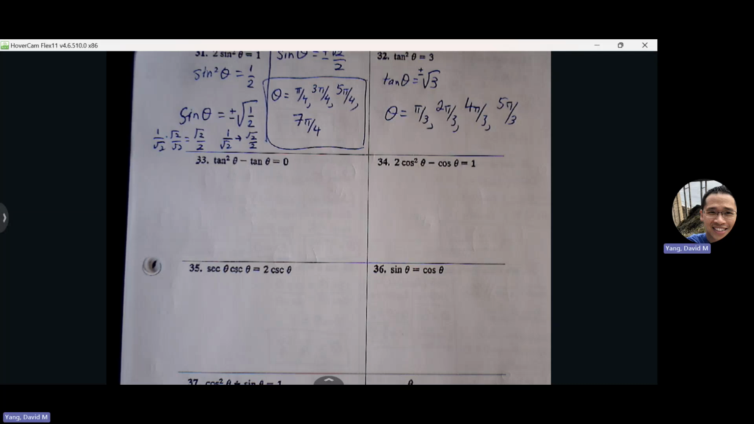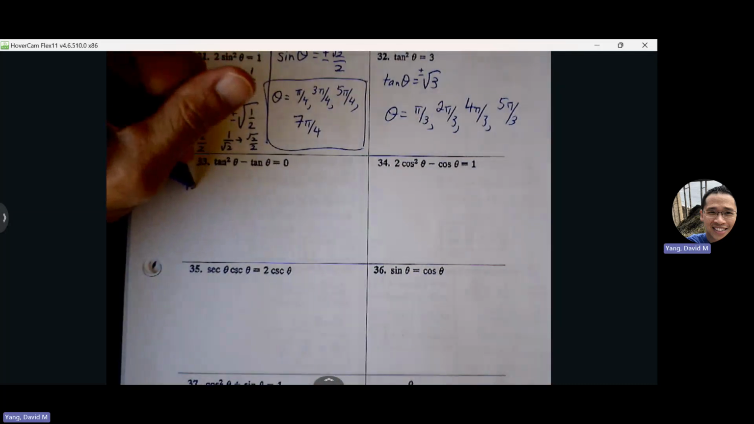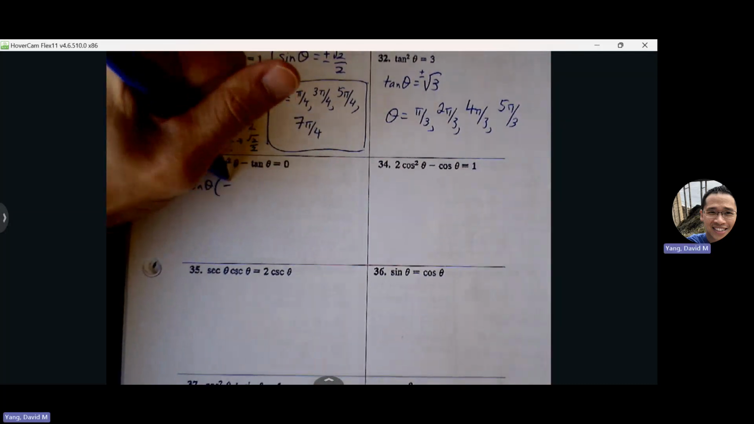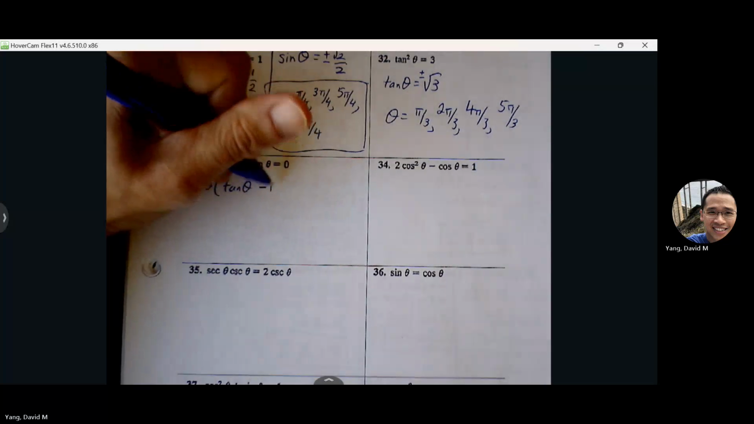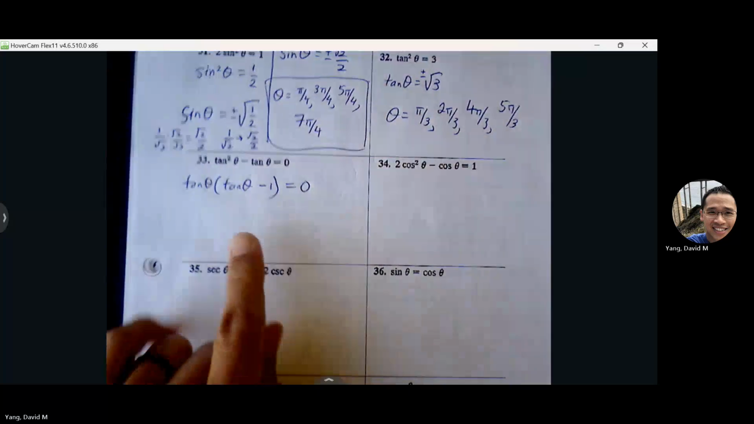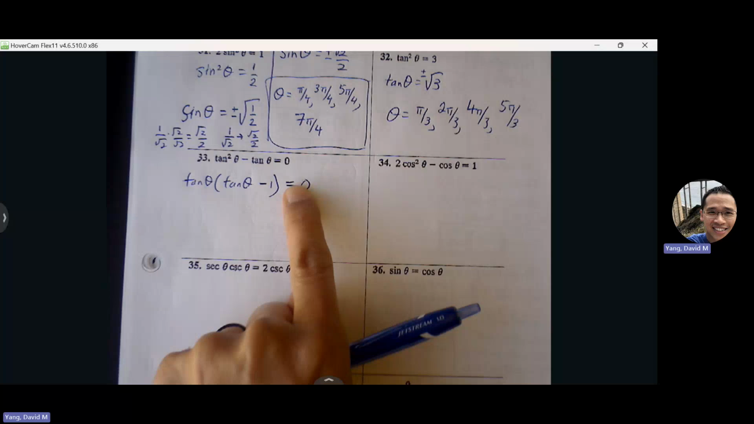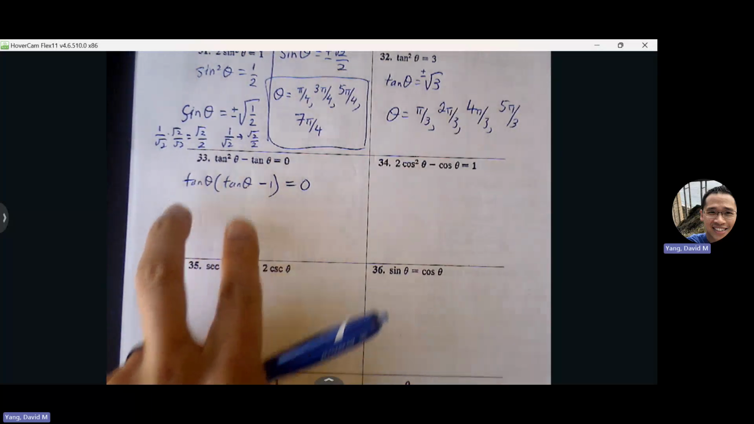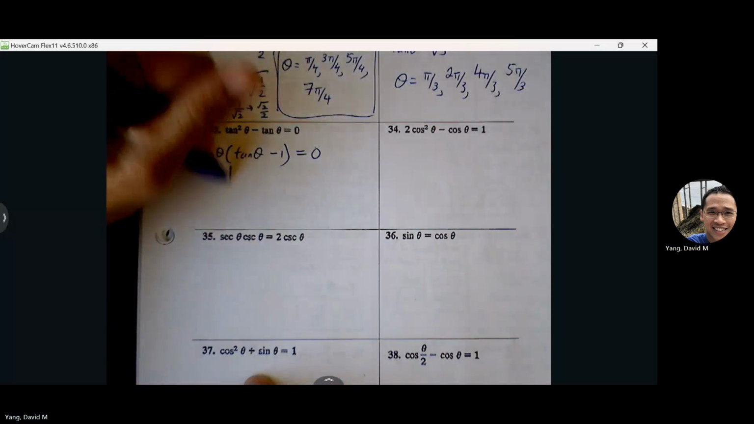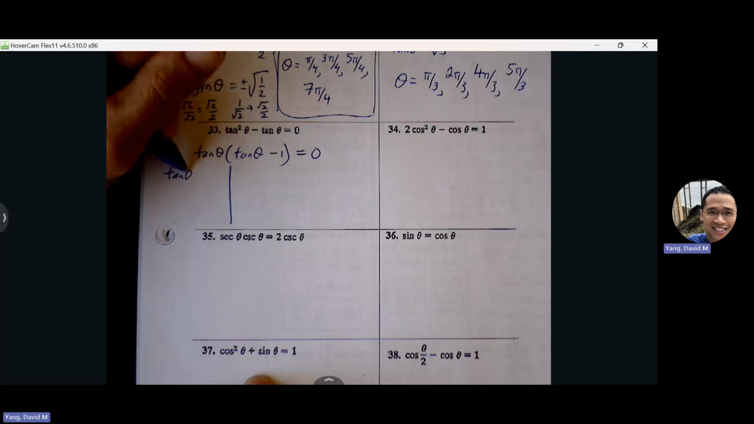Okay, 33, we can take out a GCF of tangent. Factor. Once we have factored form, once we have 0 on the other side, we can set both equal to 0 separately and look for theta independently.